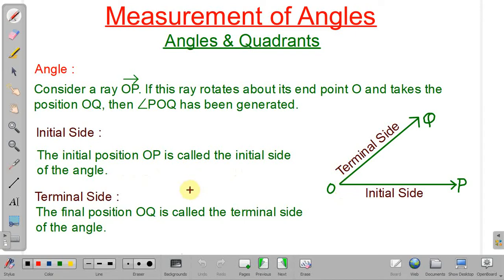Now, what is the initial side? The initial side OP is the initial position of the generating line, and the final position of the generating line, that is OQ, is called the terminal side.